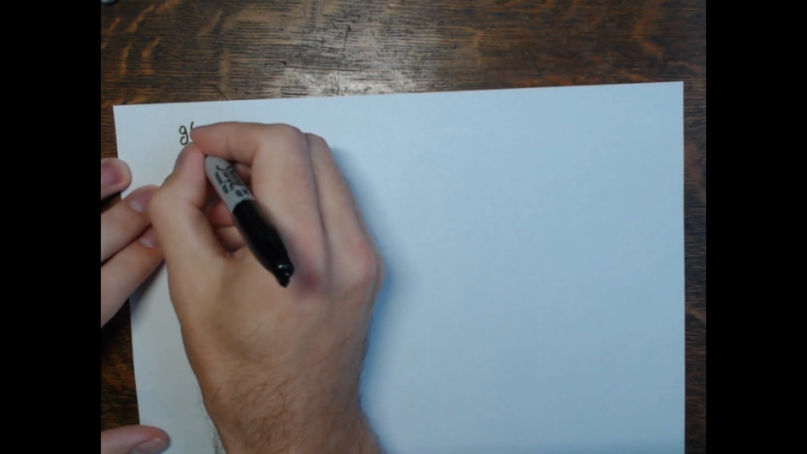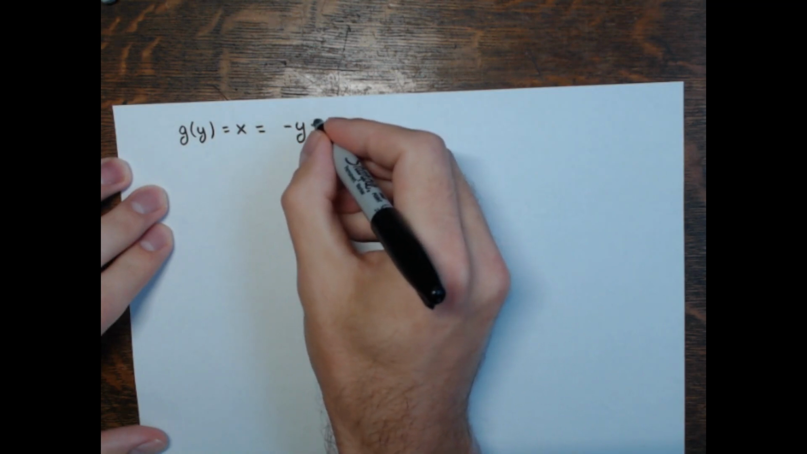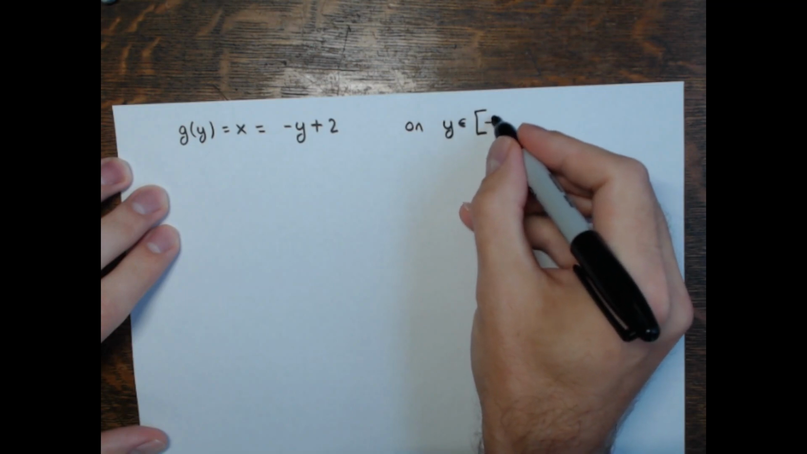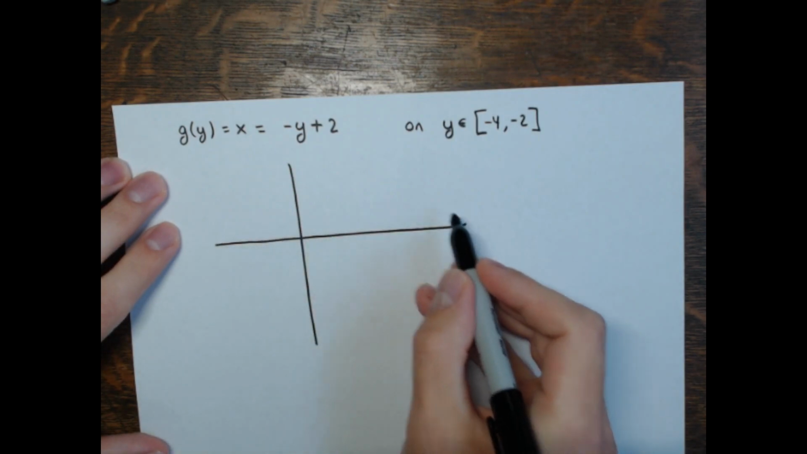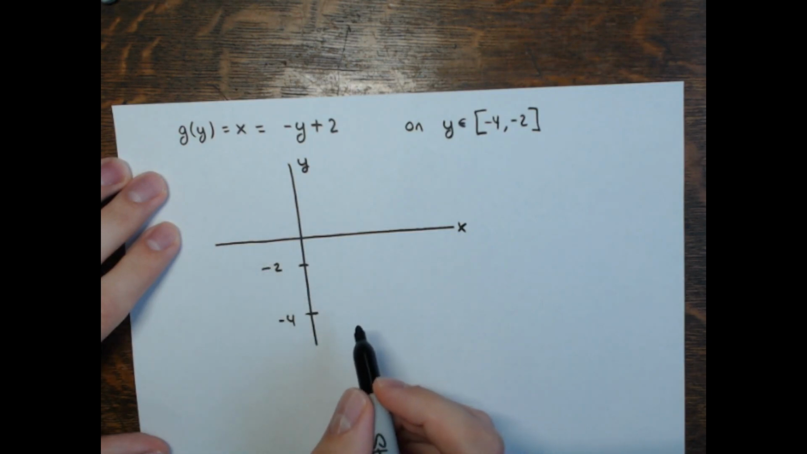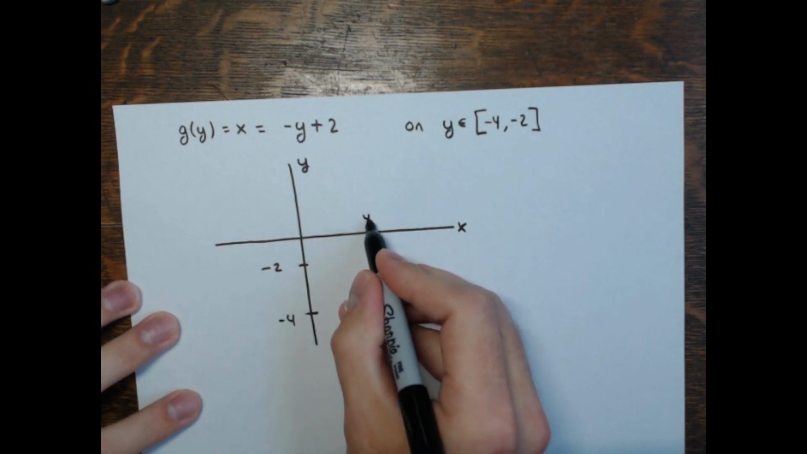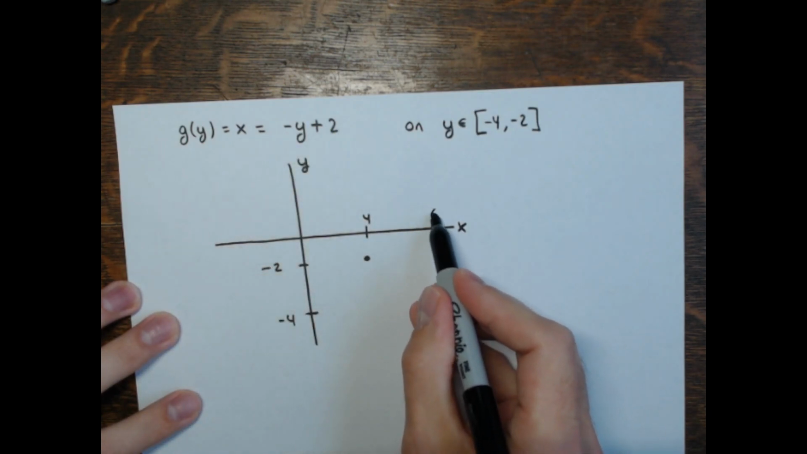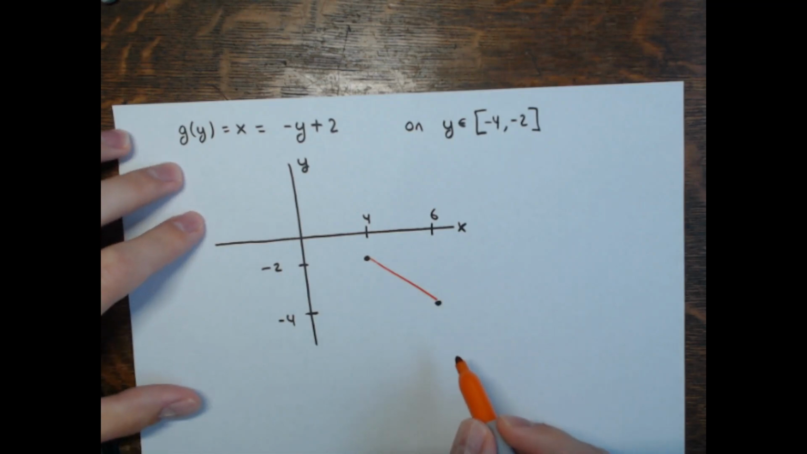So we're given g of y, and that's the same thing as x equals negative y plus 2, or 2 minus y. And then we're on the interval from y equals negative 4 to negative 2. So this is just a straight line picture, a straight segment. So from negative 4 to negative 2 on the y-axis. And when y is negative 2, x would be 4. So you have the point 4, negative 2 there. And when y is negative 4, 4 plus 2 is 6, so you got 6, negative 4 on the graph. And it's just this straight segment here, not perfectly straight.